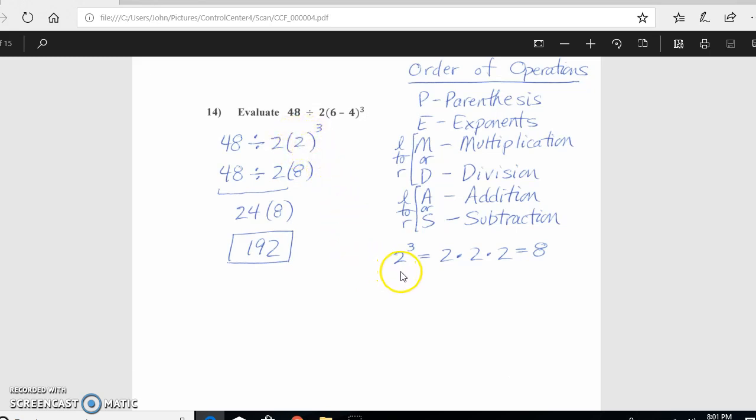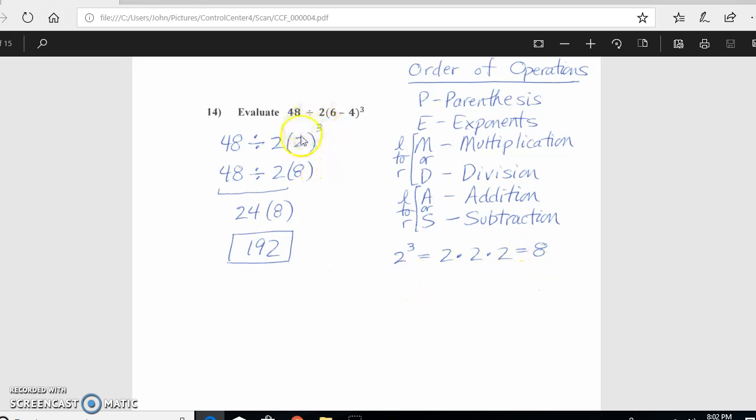And down here I've shown how to evaluate this, 2 to the exponent 3. The exponent means I take the number in front of it, which is called the base, and I multiply it by itself the number of times in the exponent. So 2 to the exponent 3 means 2 multiplied 1, 2, 3 times, and I'm going to get 8. 2 times 2 is 4. 4 times 2 is 8.